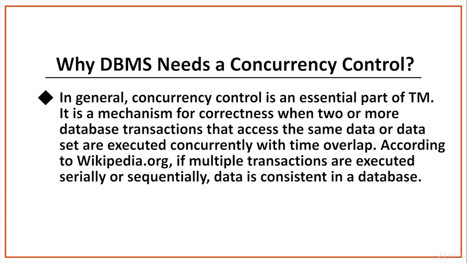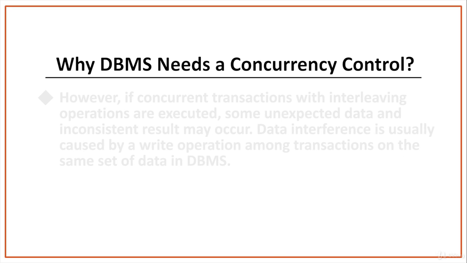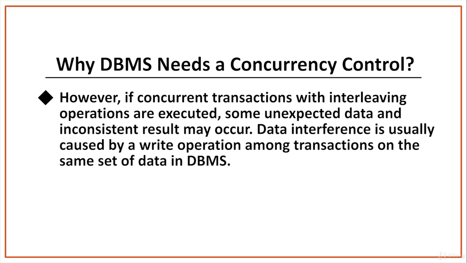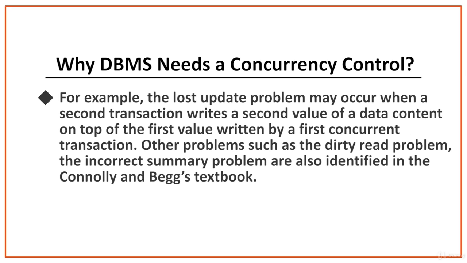According to wikipedia.org, if multiple transactions are executed serially or sequentially, data is consistent in a database. However, if concurrent transactions with interleaving operations are executed, some unexpected data and inconsistent results may occur. Data interference is usually caused by a write operation among transactions on the same set of data in DBMS. For example, the lost update problem may occur when a second transaction writes a second value of a data content on top of the first value written by a first concurrent transaction.